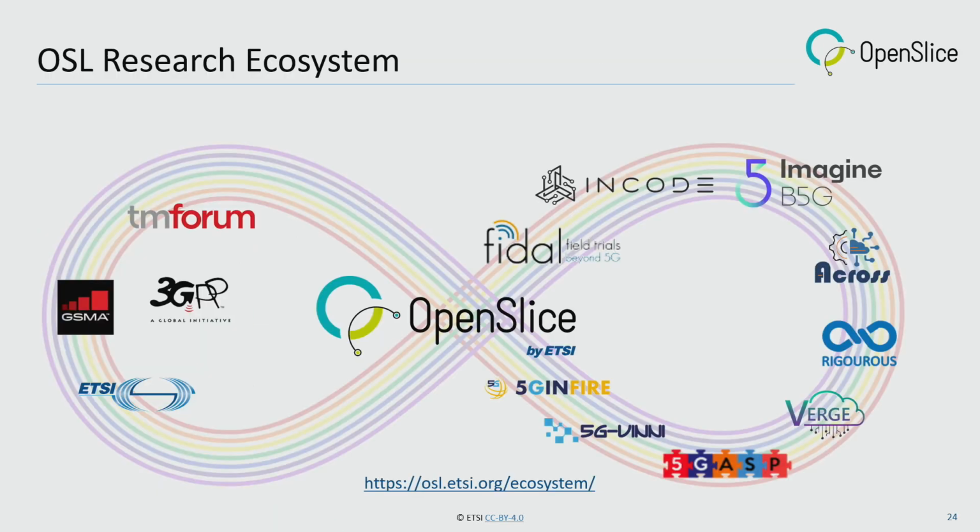So some usage examples here. As you can see on the right, this is the research ecosystem that fueled OpenSlice through the years. It started with 5G in Fire back in 2017, if I'm not mistaken, and the history continues with SNS today. And also it affects and uses standards, as you can see on the left side of the screen.